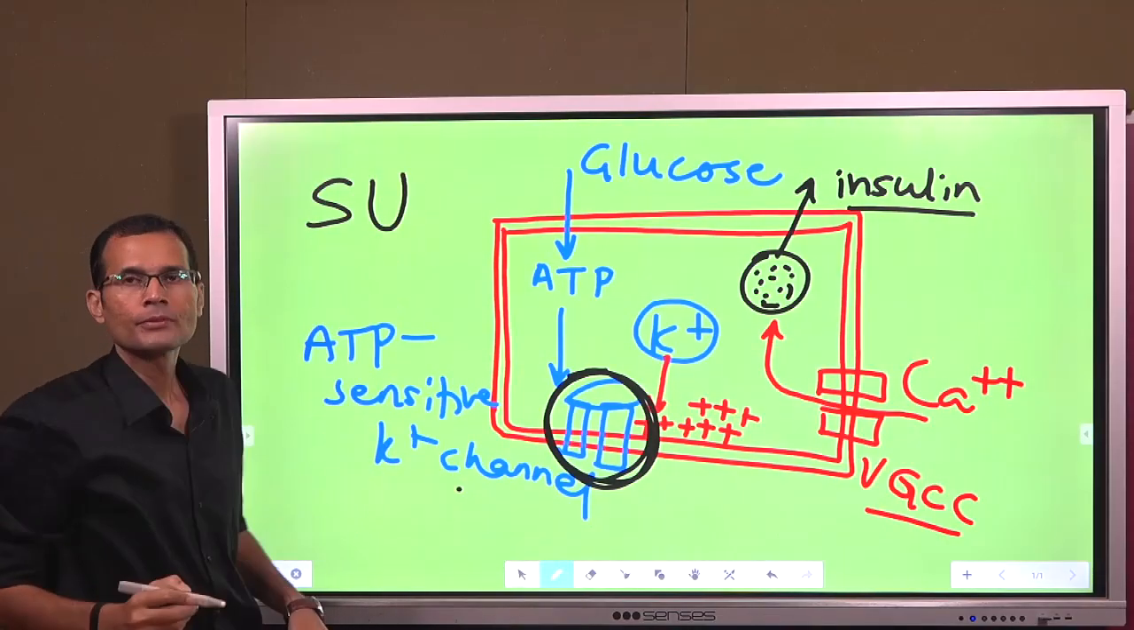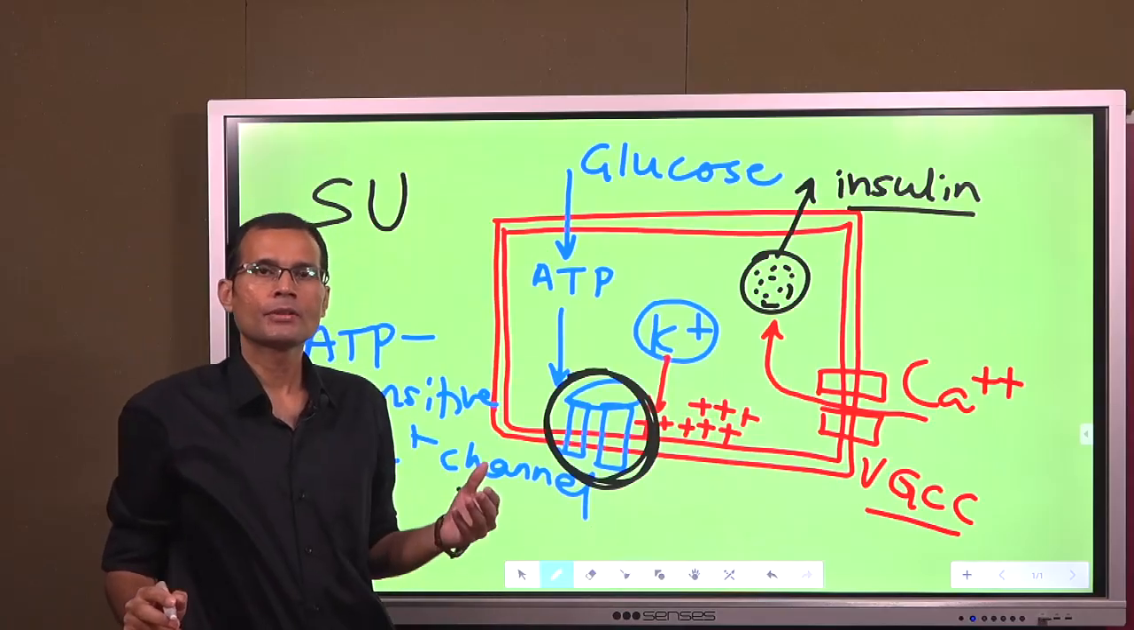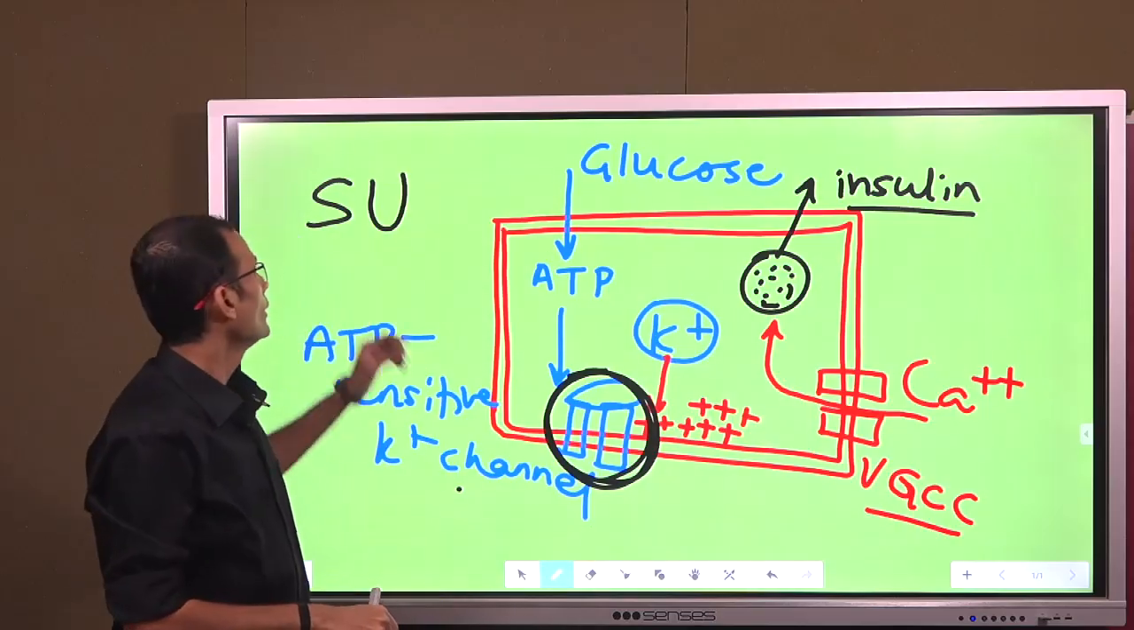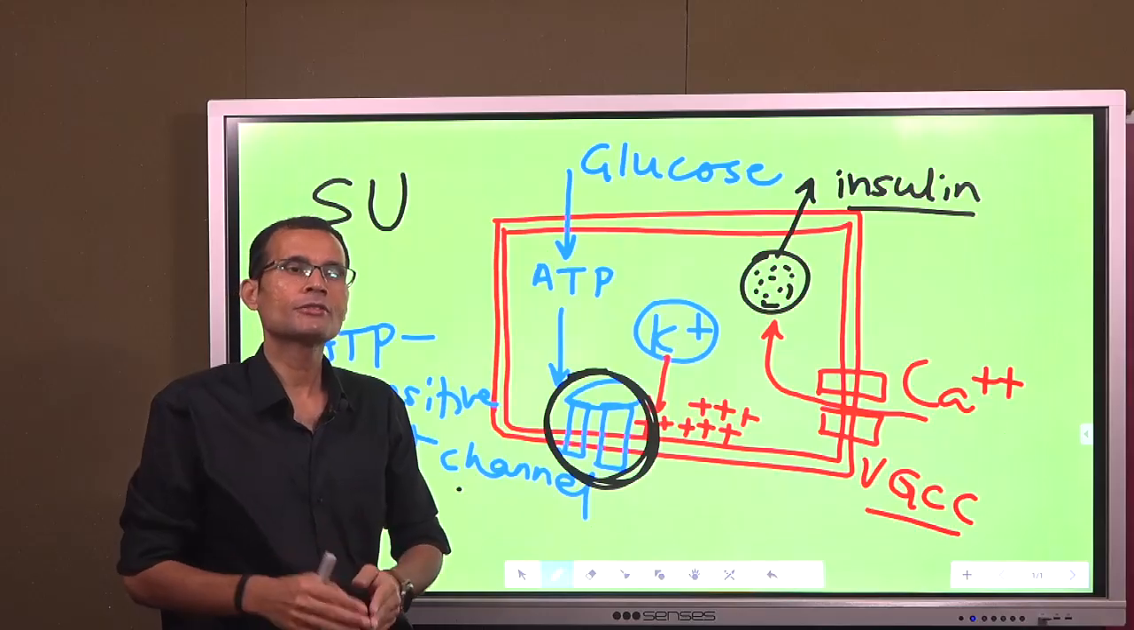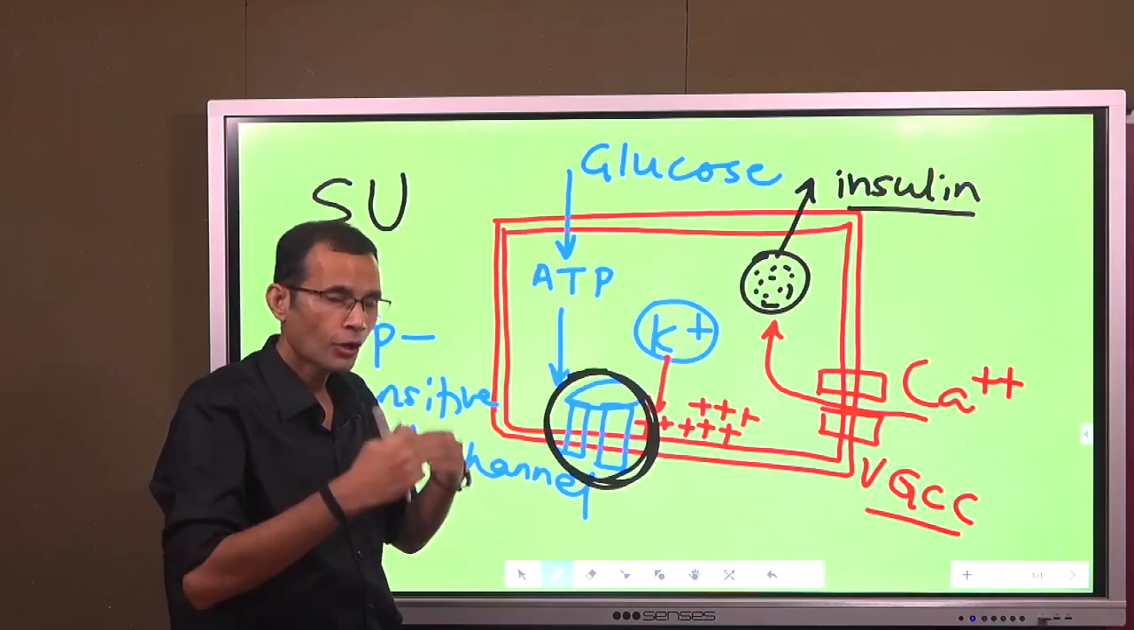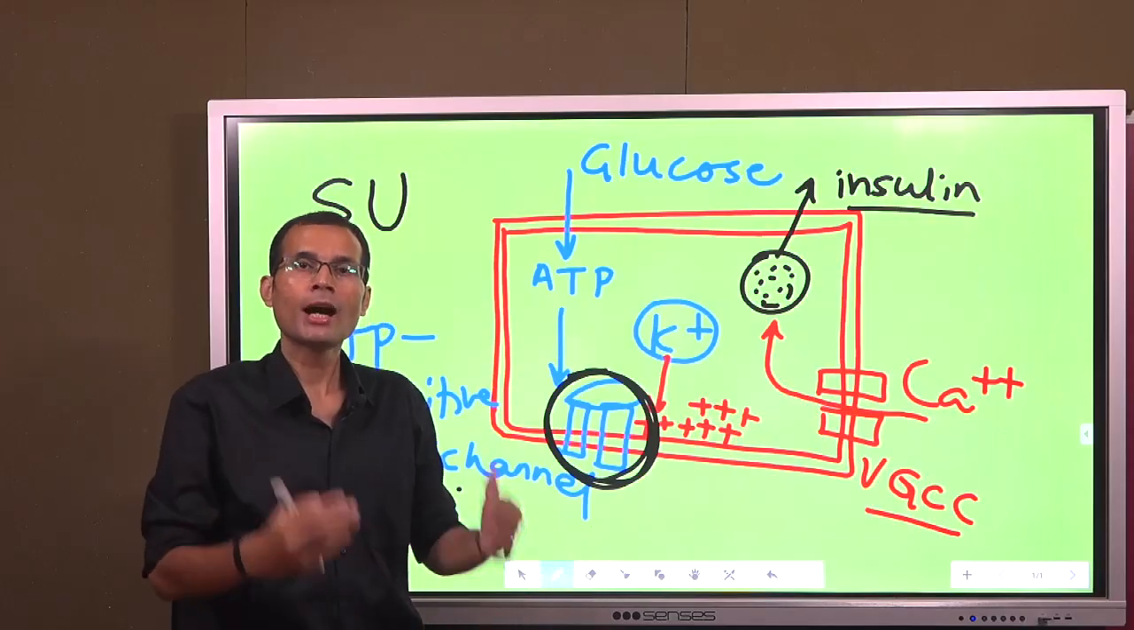Sulfonylurea is a category of drugs. You will learn this in pharmacology. Sulfonylurea is the class of drugs which are called insulin secretagogues. They cause insulin secretion. How?